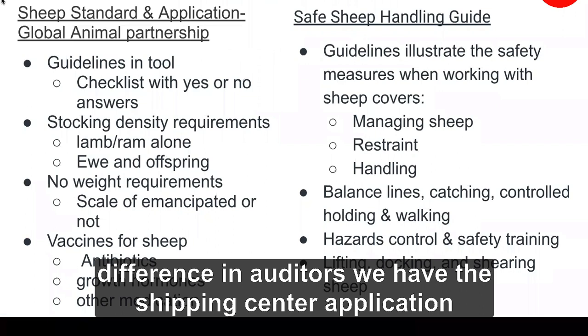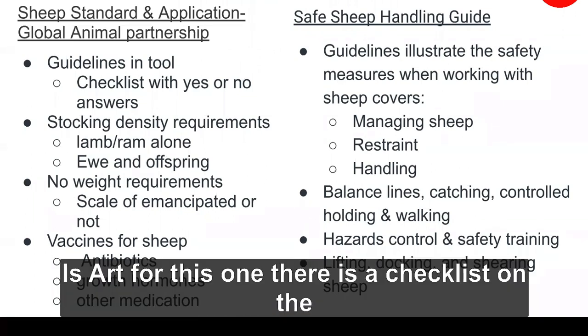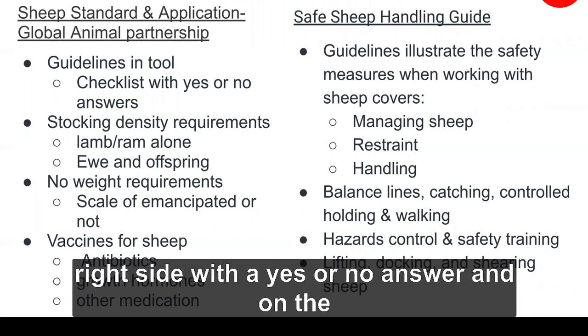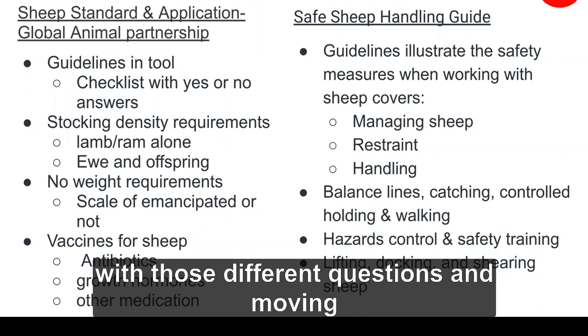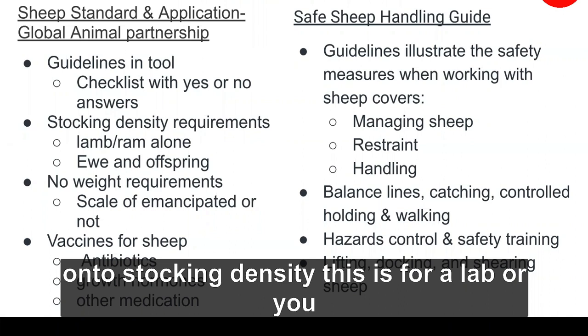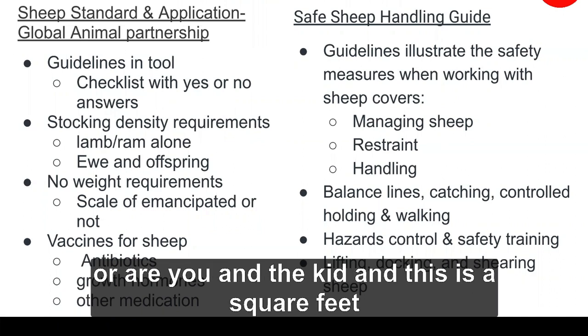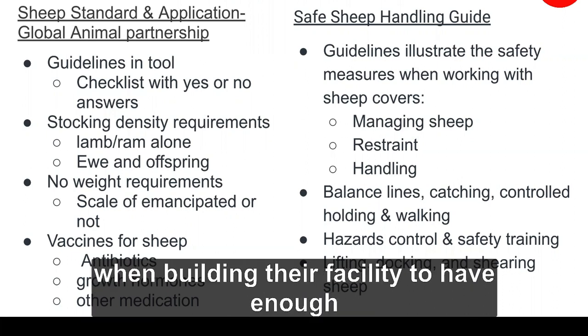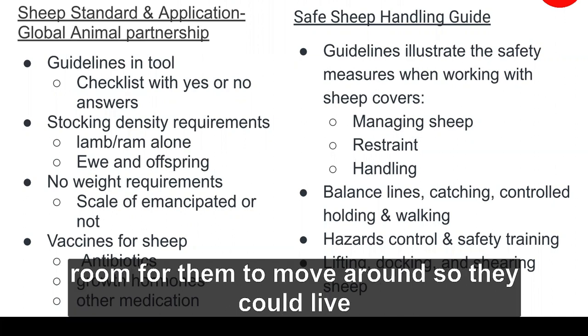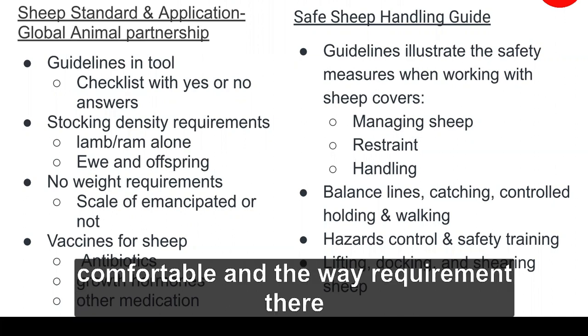Difference in audit tools: we have the sheep standard application, and the guidelines are for this one. There is a checklist on the right side with a yes or no answer, and on the left side, there are questions associated with those different answers. And moving on to stocking density, this is for a lamb or a ewe and a kid, and this is the square feet that needs to be implemented when building their facility to have enough room for them to move around, so they could live comfortably.